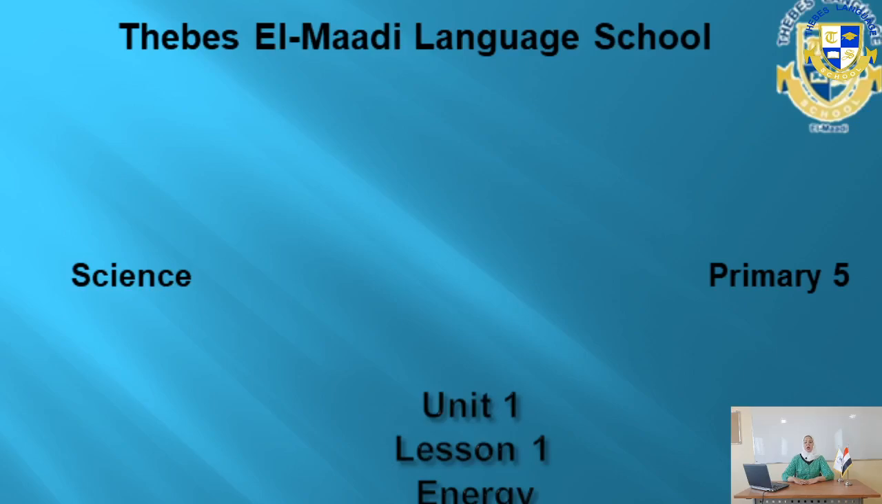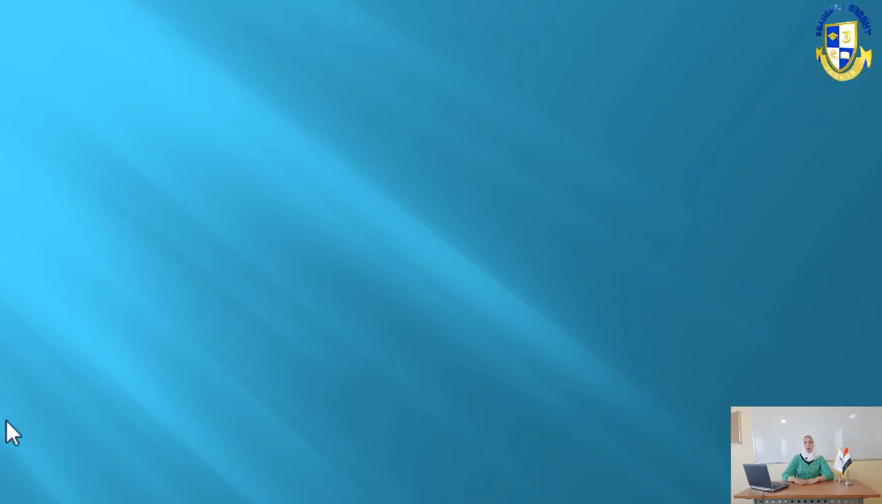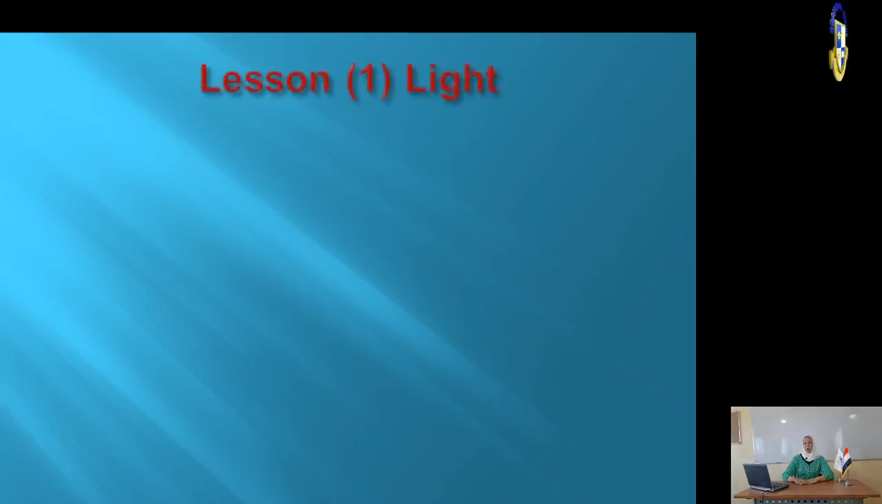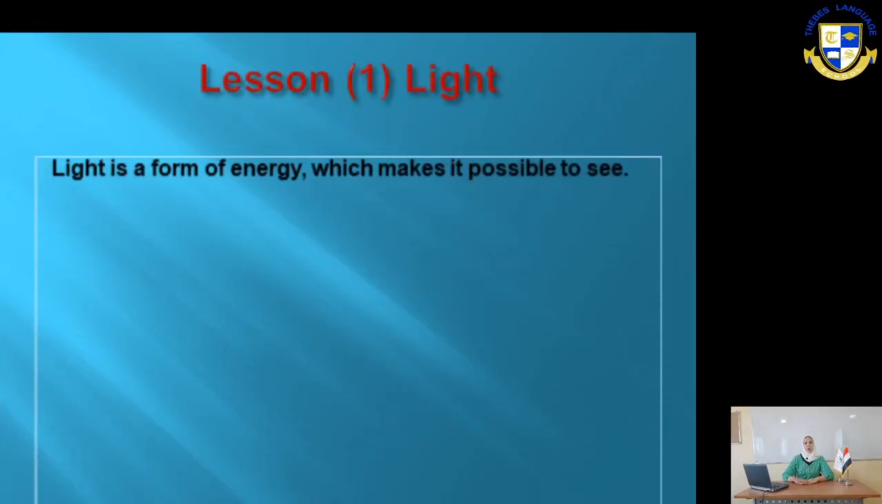Slide 2. There are many forms of energy, like heat and electric energy. The only form of energy that can be seen is light energy. Light energy that can be seen is called the visible spectrum. There are many sources of light, natural sources and artificial sources.